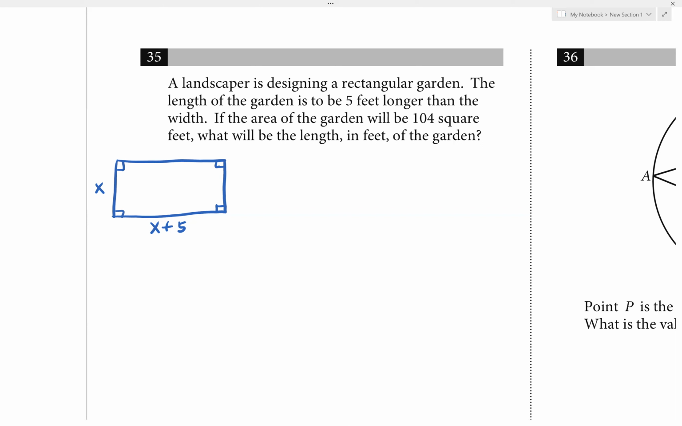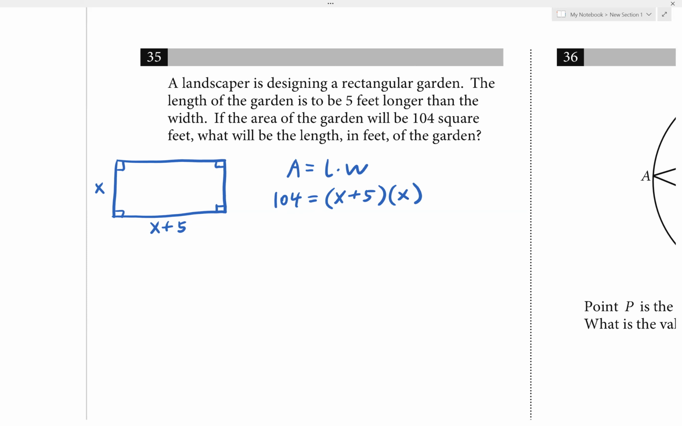Once we have a label like this, they also said the area is 104 in total. So the area of the rectangle is length times width. And the area is 104, we can plug it in. 104 equals the length, which is x plus 5, times the width, which is x. So we can actually use this equation here to solve for x.